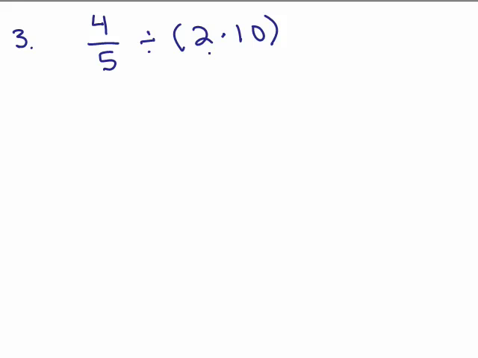All right, we always do parentheses first, so we need to do this 2 times 10 first. So we have 4/5 divided by 20. All right, now, what do we do when we divide? Well, remember, you could multiply by the reciprocal, and 20 is the same thing as 20 over 1. If you'd like to see it as a fraction, so it's easier to tell what the reciprocal is, you could write 20 over 1.